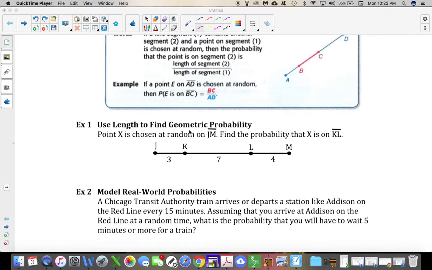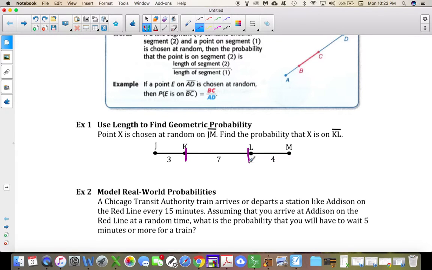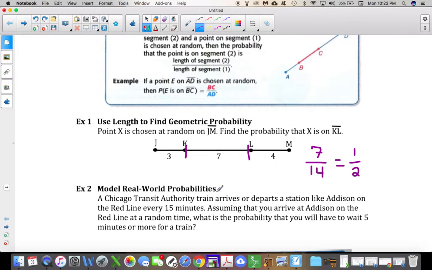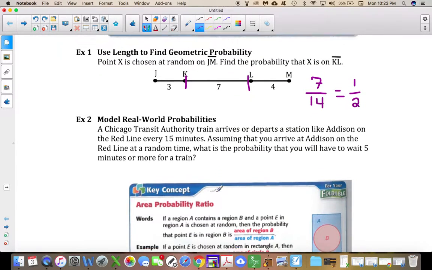Point X is chosen at random, and I know that point X is going to live somewhere on the length of LM. I'm just putting him on there somewhere. And I want to know the chances of him living also on KL. So more specifically, if he lives in this segment here. That segment has a length of 7, and the entire length of the segment from J to M is 14, I think. So he has a 1 in 2 chance of getting smacked on that line and living in the region KL. Okay, now that didn't really make a whole lot of sense as a story problem.